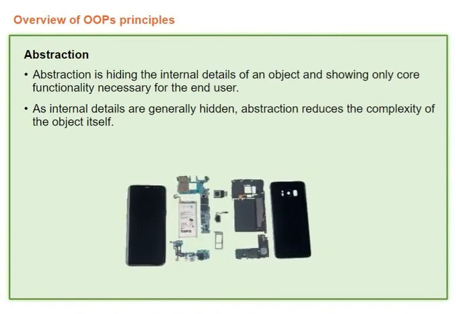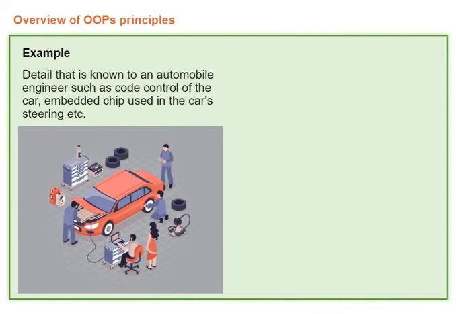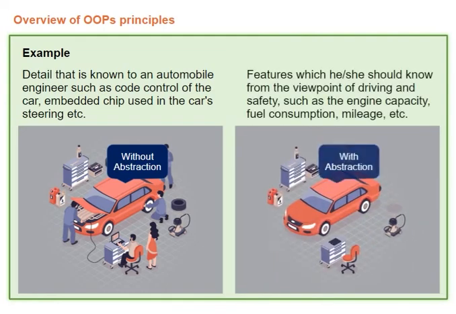For example, when a customer buys a new car, he is not told about each and every detail that is known to an automobile engineer, such as code control of the car, embedded chip used in the car steering, etc. Whereas they are usually told about the features which he or she should know from the viewpoint of driving and safety, such as the engine capacity, fuel consumption, mileage, etc. No internal parts of the car are shown or explained to the customer. We will discuss abstraction in detail in the next topic.